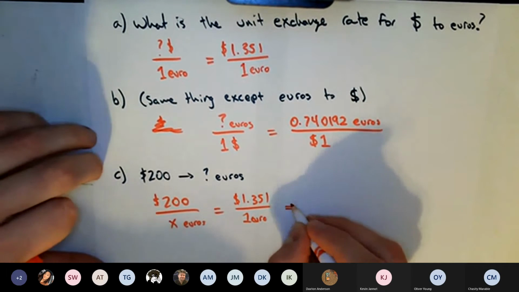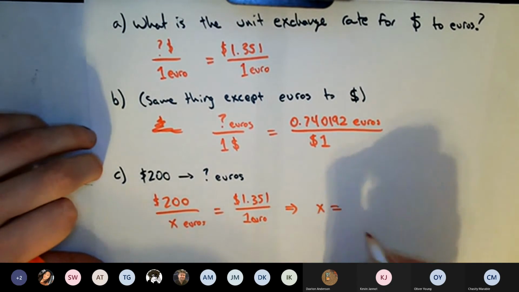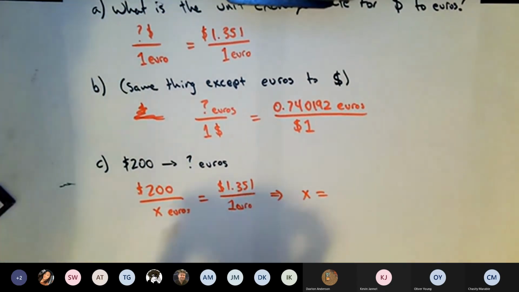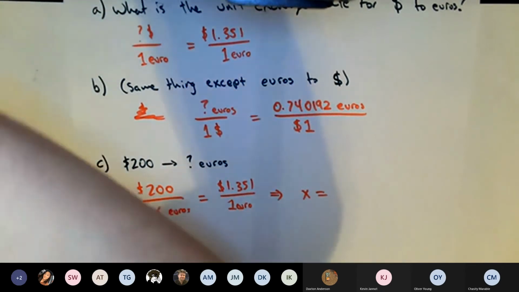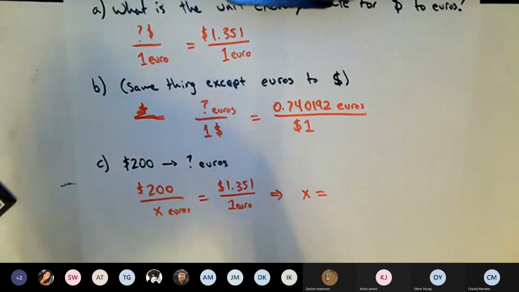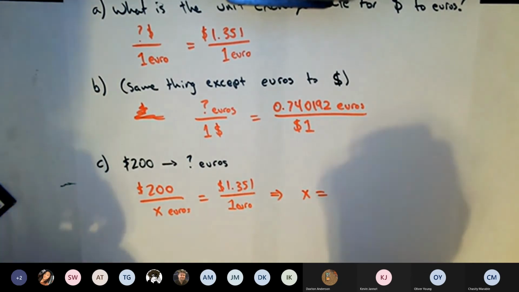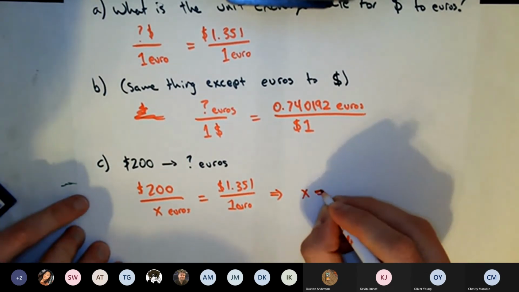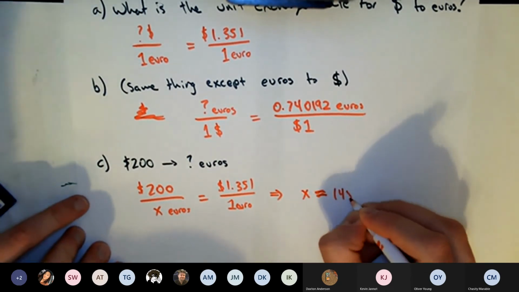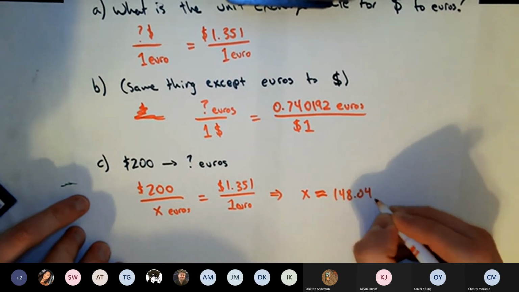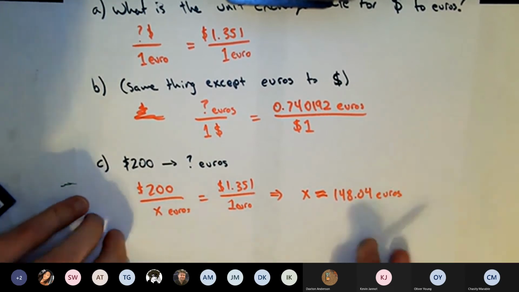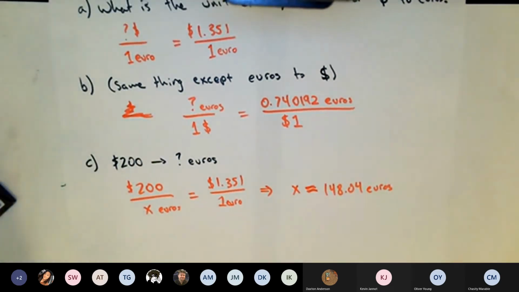All right, so now I'm going to skip the steps in between. You would remember, you could just cross multiply, ending up dividing by 1.351. And what do we get here? 200 divided by 1.351, approximately 148.04 euros. Cool.